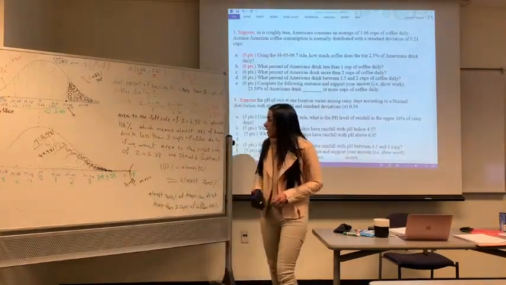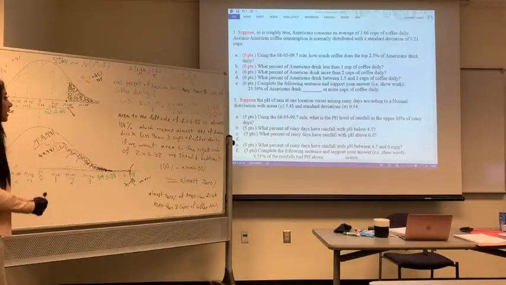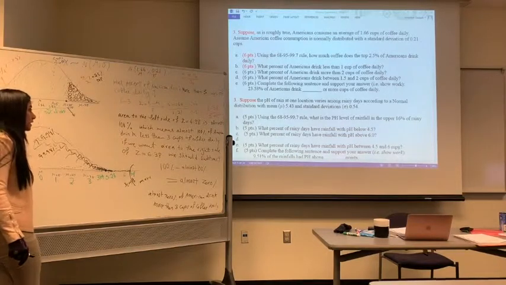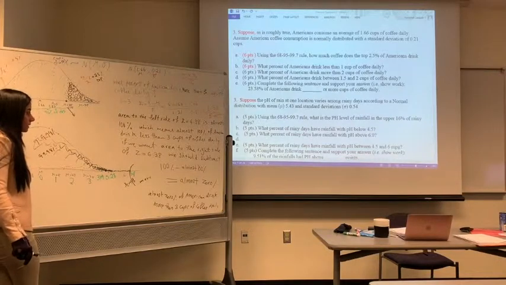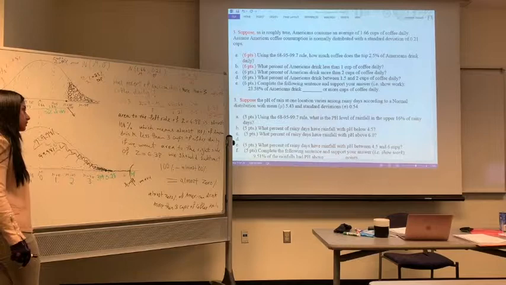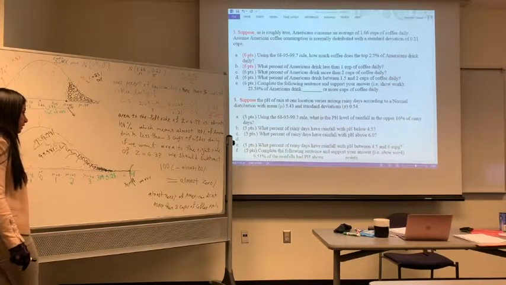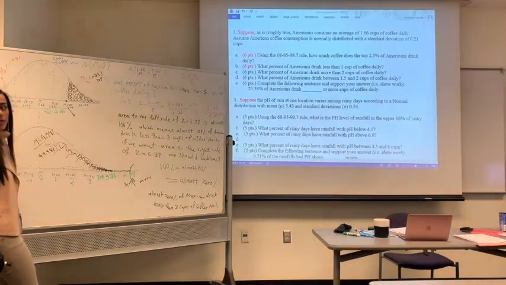So what I wrote down, I said the area to the left side of z equals 6.38 is almost 100%, which means almost 100% of Americans drink less than 3 cups of coffee daily. If we want the area to the right side of z equals 6.38, we should subtract almost 100 from 100%, which is almost 0%. So the answer will be almost 0% of Americans drink more than 3 cups of coffee daily. Okay?